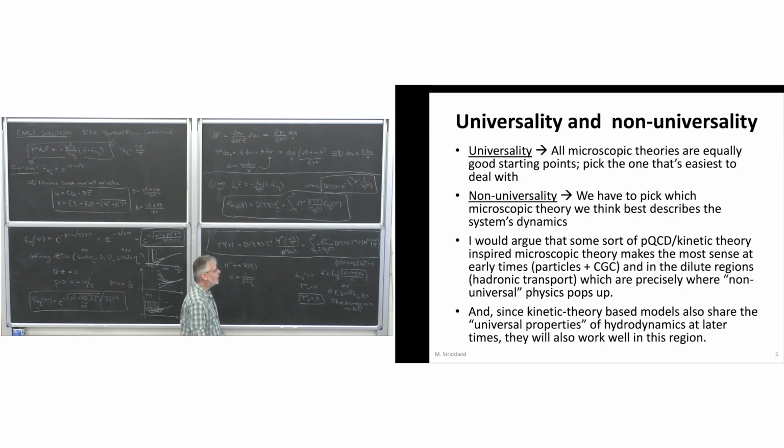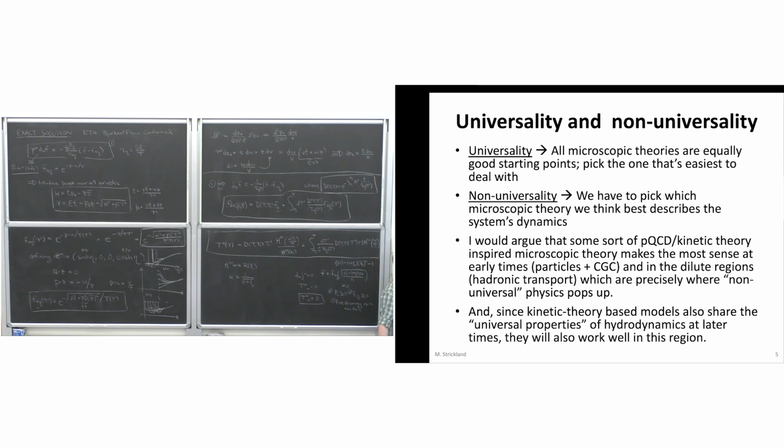Now, universality is good. All microscopic theories are equally good starting points. Just pick the one that's easiest for you to use. You like kinetic theory? Use kinetic theory. You like ADS-CFT? Use ADS-CFT. If you're only interested in equations at those late times, it doesn't matter. Non-universality, though, is important as well. You have to pick the microscopic theory that best describes the system's dynamics.